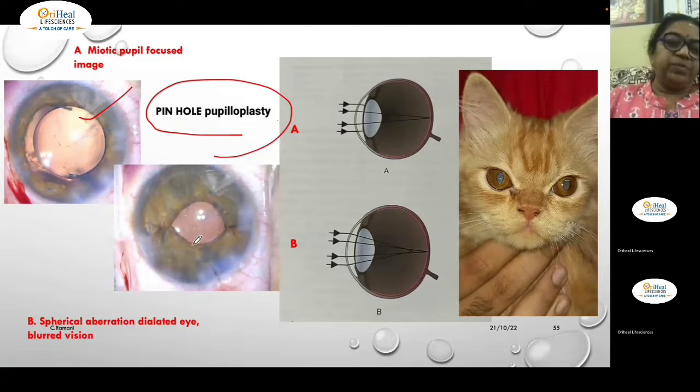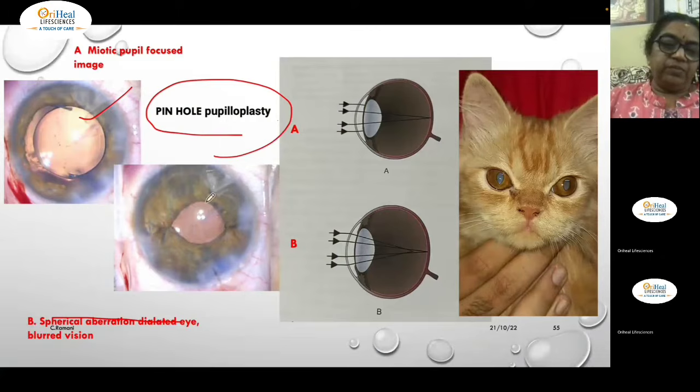So what happens when the pupil is wide open? When the pupil is wide open due to trauma like this, or it can also happen due to mydriasis, we use tropicamide or atropine to effect pharmacological dilatation of the pupil. During this time, what happens? There will be more spherical aberration of the dilated eye. You can see the spherical aberration will be more. Because of the spherical aberration, you will not get a good vision, so the image will be blurred.